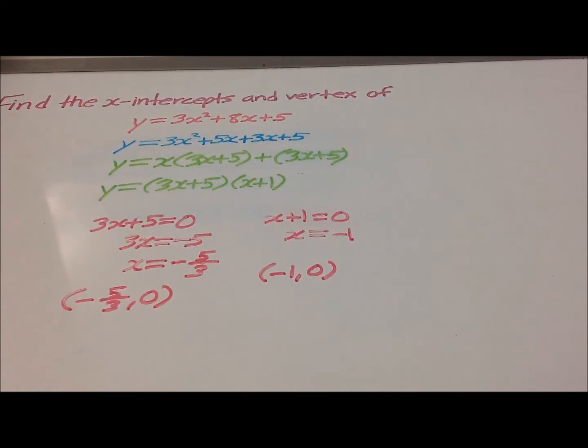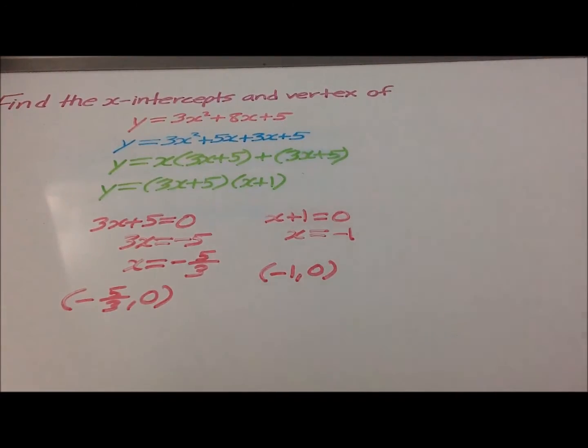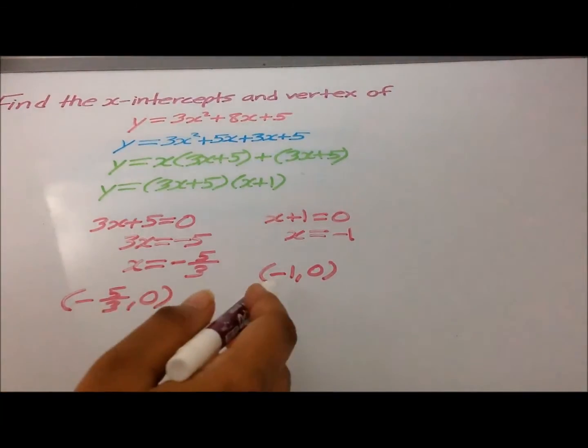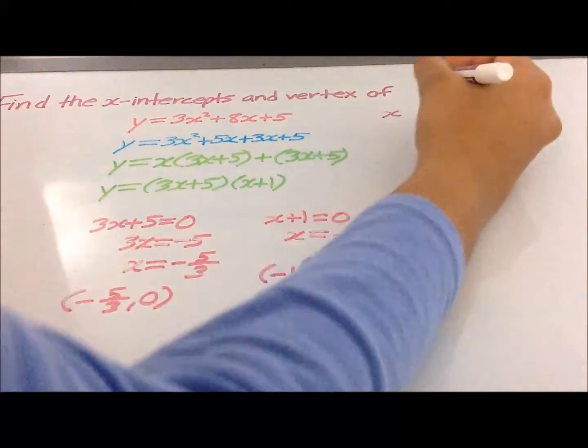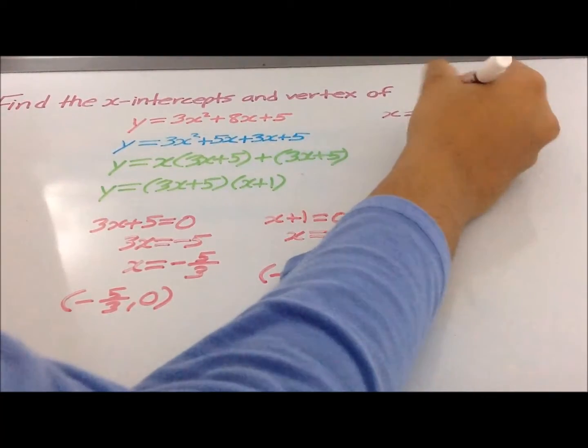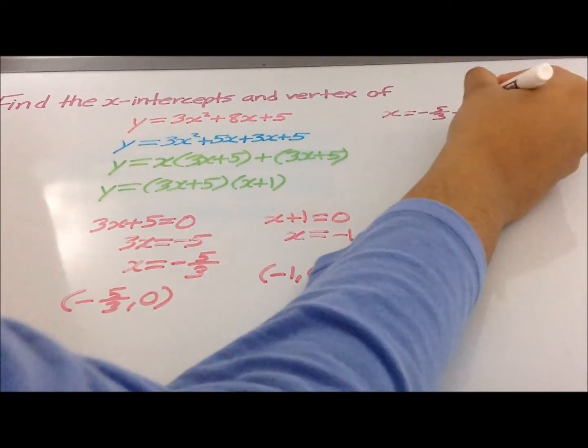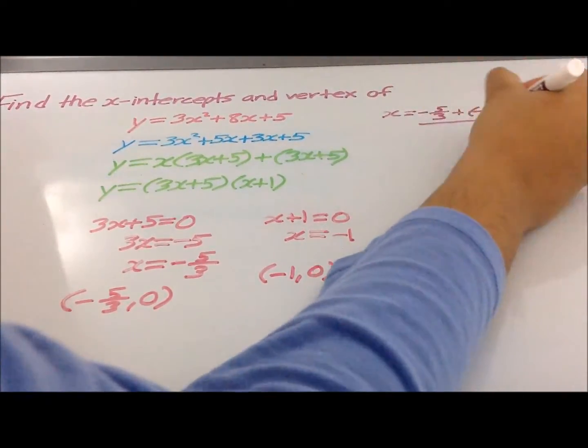Now we have to find our vertex, and the first step to finding the vertex is to find the axis of symmetry, which is also the x value. So in order to find the axis of symmetry, we have to add both of the x values and then divide by 2. So we can do x equals negative 5 over 3 plus negative 1 divided by 2.